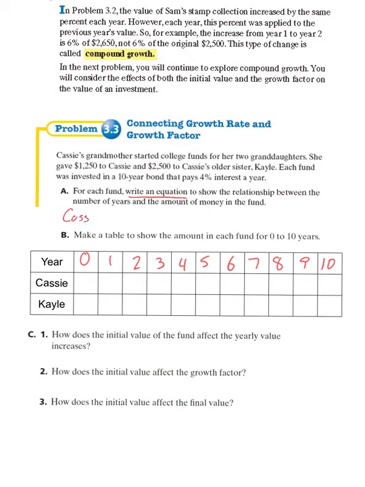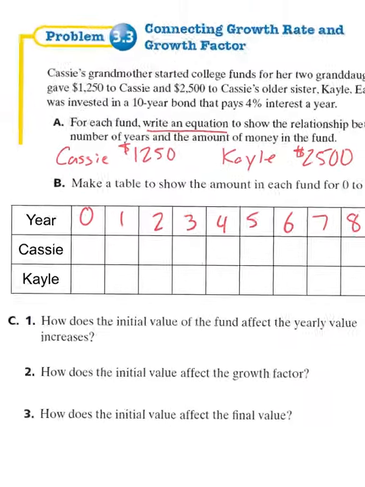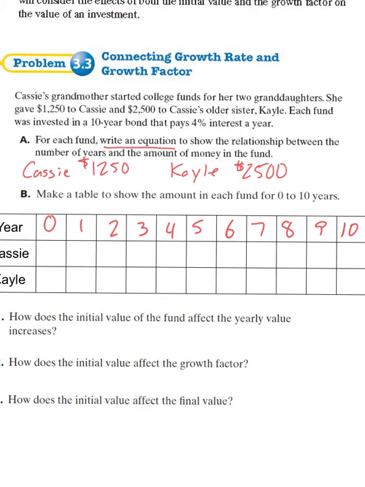Cassie is getting $1,250. Kaylee is getting $2,500. Both of these accounts are going to pay 4% interest a year, and this is compound growth, meaning that you get 4% not just on what you started with, but 4% on whatever the account has in it that year. So obviously they're both going to start with the dollar amount their grandma's giving them.